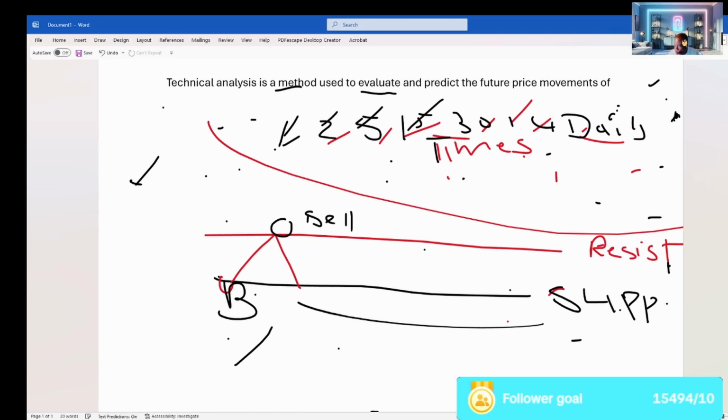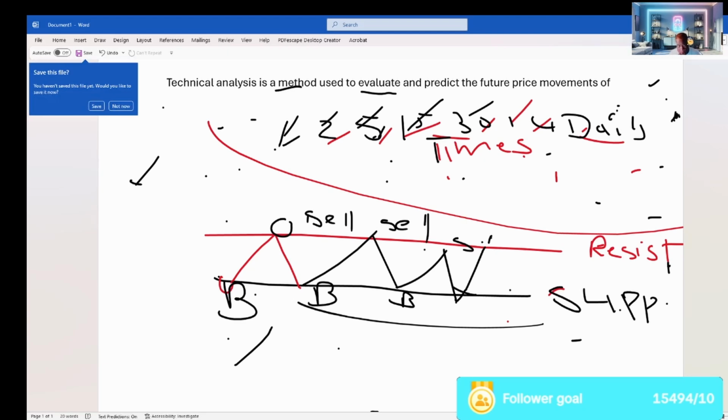You just follow: you buy at support and you sell at resistance. You buy again at support, and you sell at resistance. You buy again at support, and you sell at resistance. You follow this rule. If you trade for 5 minutes, same thing. You do 30 minutes interval, you do the same thing. You buy at support, you sell at resistance.